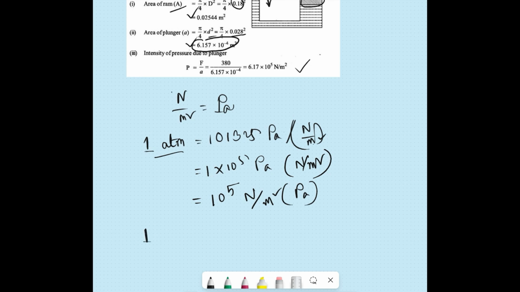But 1 atm is also equal to 760 millimeter of mercury. So this type of conversion, from 1 atm to how many millimeters of mercury pressure, and if we write it in centimeters of mercury pressure, this is your task; you have to find it out here.